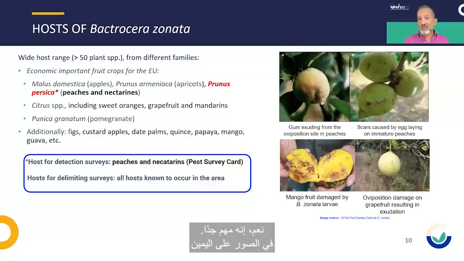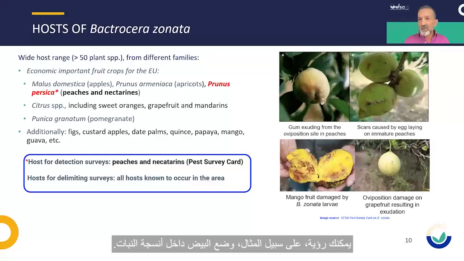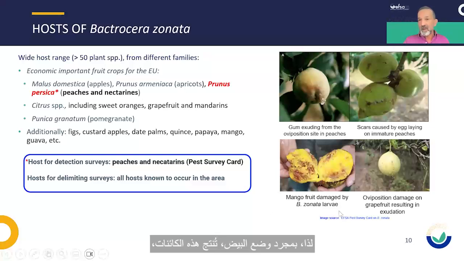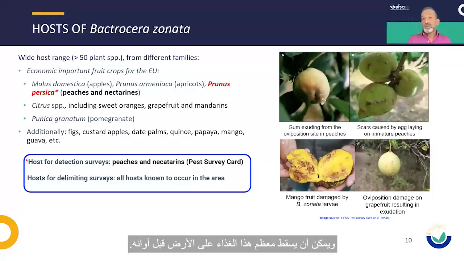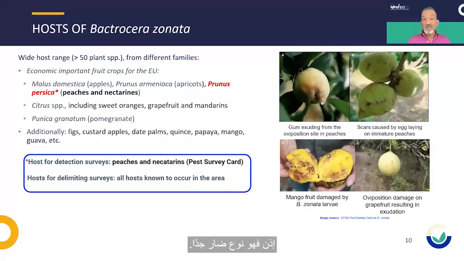In the images on the right, you can see, for example, the oviposition scars. Remember that I showed you this ovipositor of the female. So just by ovipositing, they produce these scars. Then sometimes the host can react by producing this kind of gum. But then the most important damage is when the larvae are feeding inside, because they can consume the whole pulp. So the fruit is completely downgraded, it's lost. And most of this fruit can fall prematurely to the ground. So it's really a very damaging species.